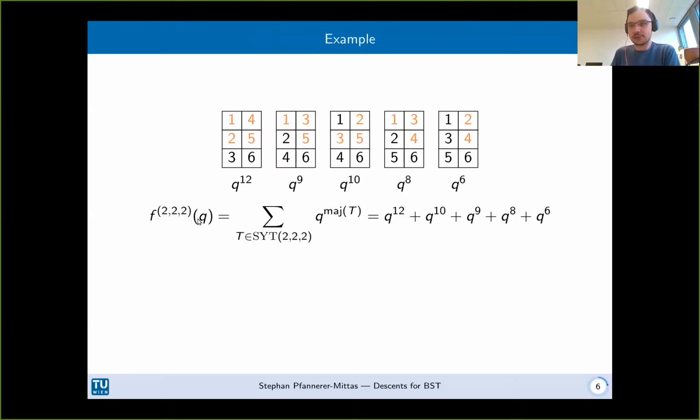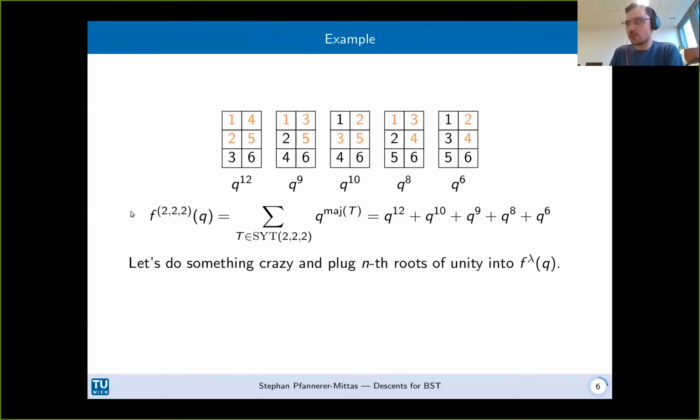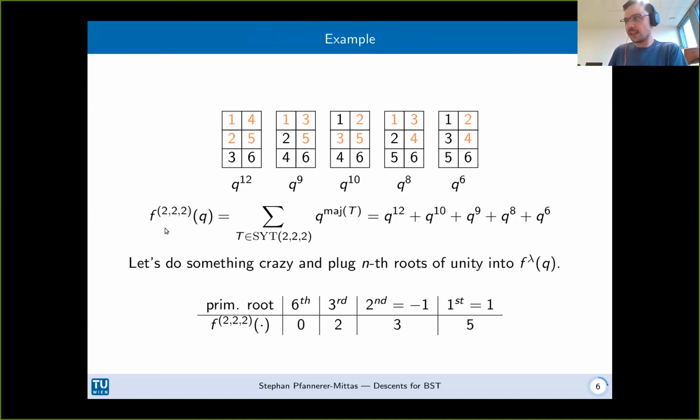So far, so good. Now let's do something that may appear a little bit crazy. We want to plug in nth roots of unity into f lambda of q. In this example, n is 6, so we'll plug in 6th roots of unity. We can choose primitive roots: the primitive 6th root, the primitive 3rd root, the primitive 2nd root, which is also -1, and the primitive 1st root, which is just 1.